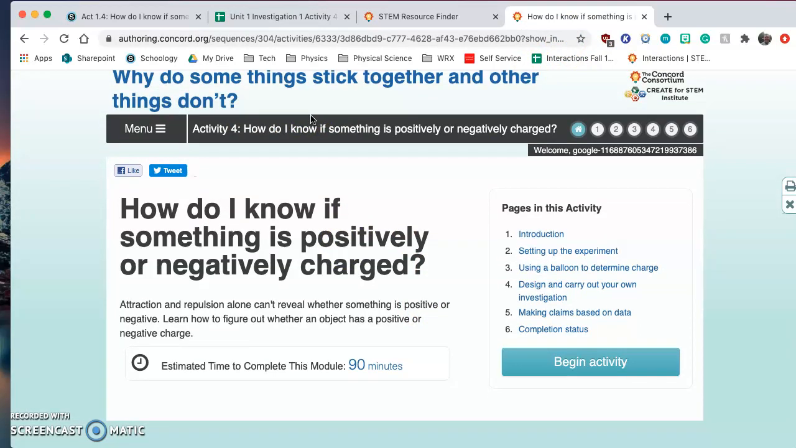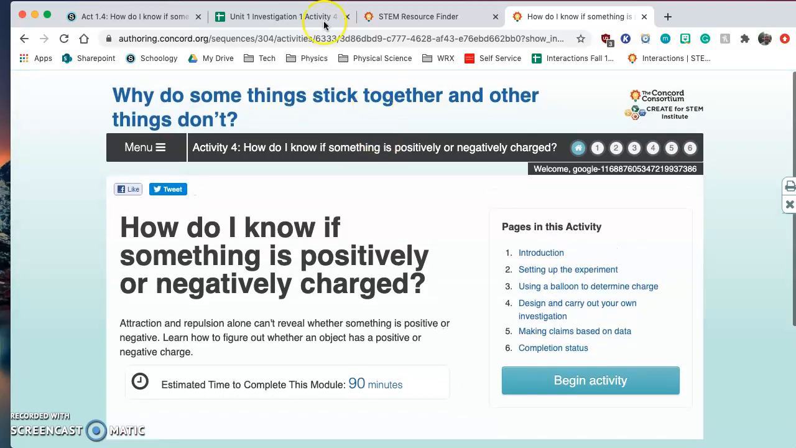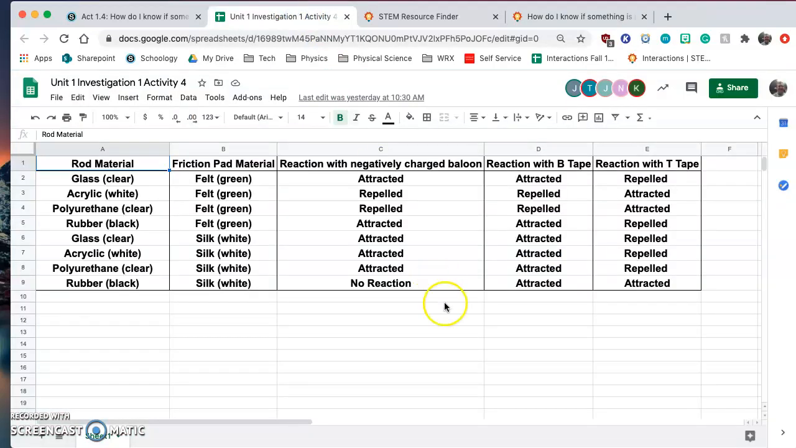When you get to the part where you're trying to test out the experiment, you're really only able to choose these different combinations. So if we were doing this in person, I might have you pick three combinations. So you might pick the glass rod and the felt pad, or the rubber rod and the felt pad, or the acrylic rod and the silk pad.